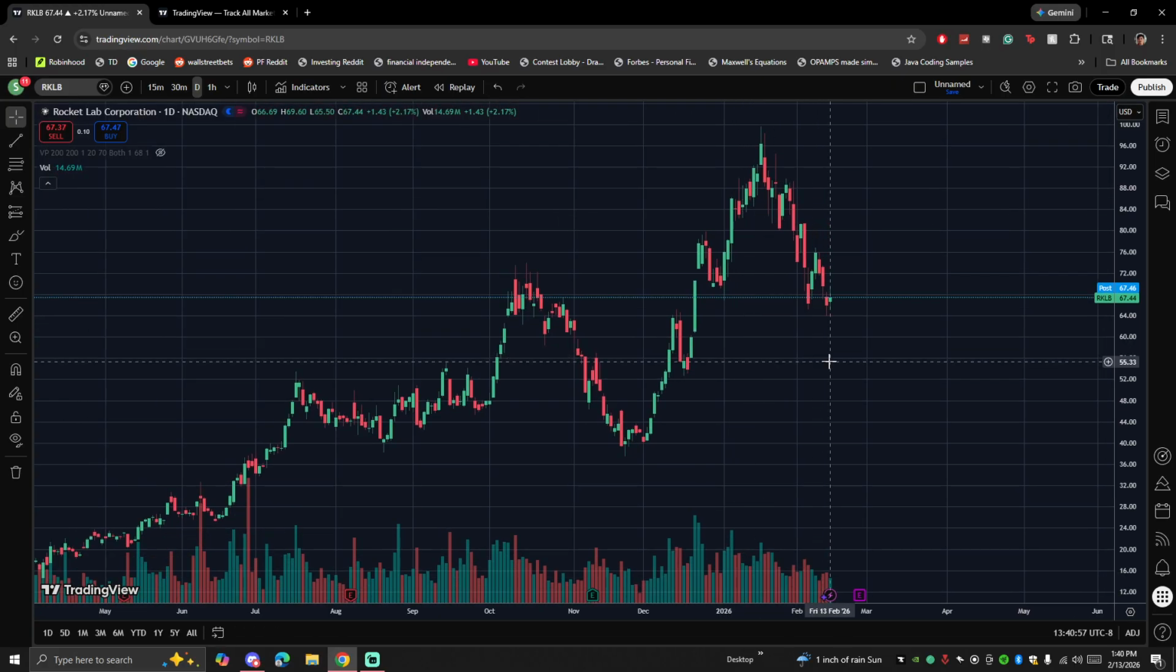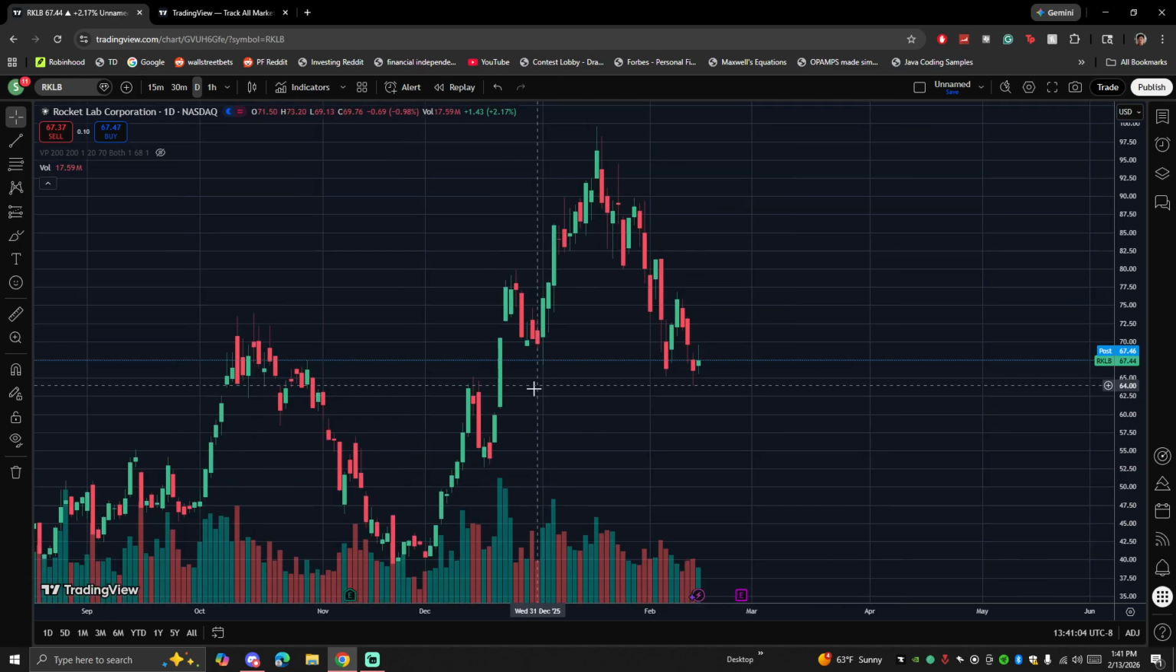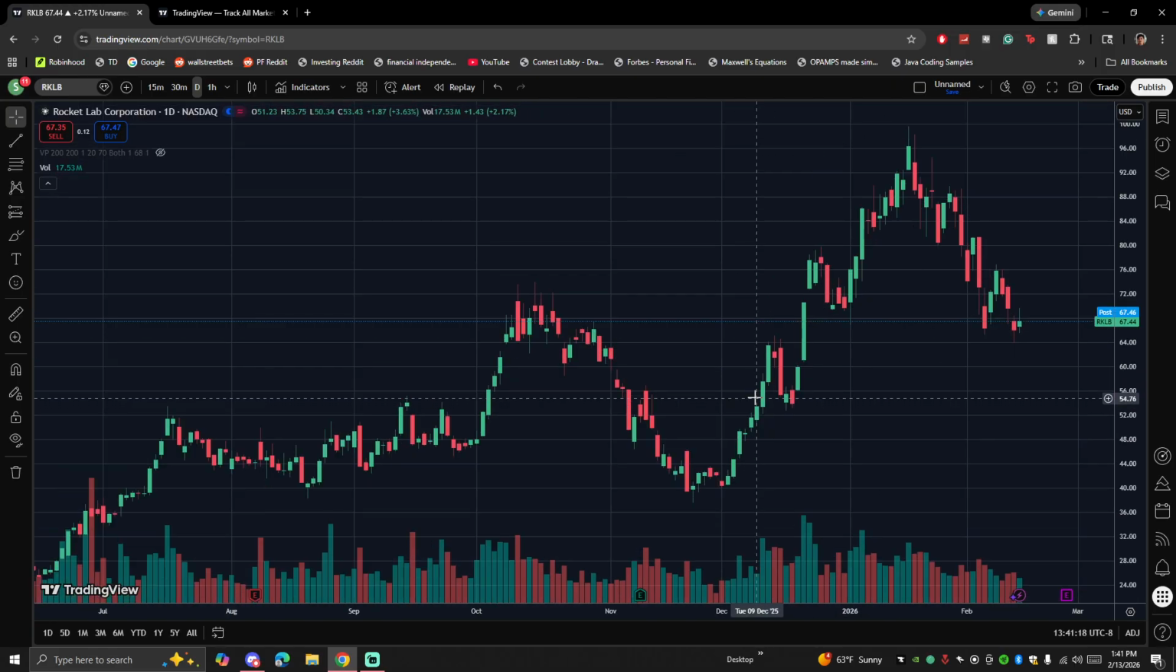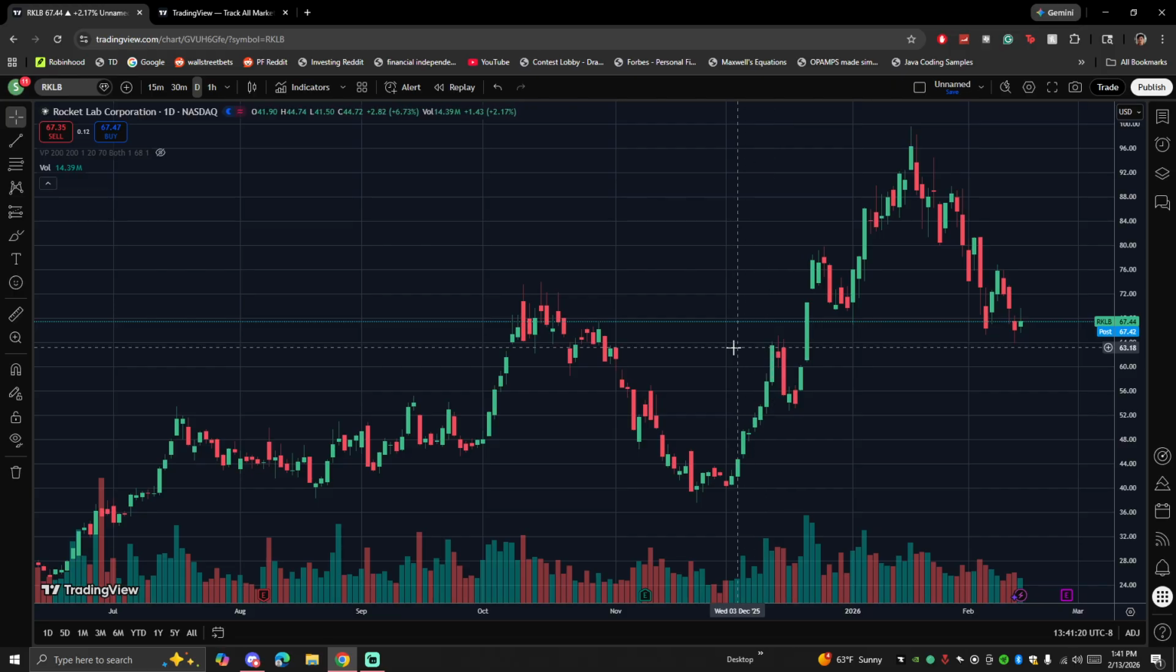If you're not familiar with what you're looking at, you're just looking at price over time. And what we're looking at here are candlesticks. Candlesticks come in two types. You have bullish candles, which are green, and you have bearish candles, which are red. Bearish candles open at the top and they close at the bottom.